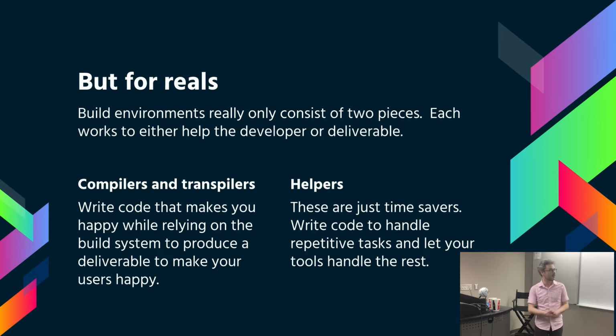For reals, build environments really only have two pieces. One of those is compilers and transpilers. These things really just take the code that you want to write, transform it in some way, and then spit it out in another way. Helpers are just time savers, things that you do commonly, things that you're going to have to do that you might not want to do, things that really just make you more efficient or a better lazy person. It's really easy to write one thing one time that does the exact same thing over and over, and then just have it do that automatically for you. Saves you tons of time.